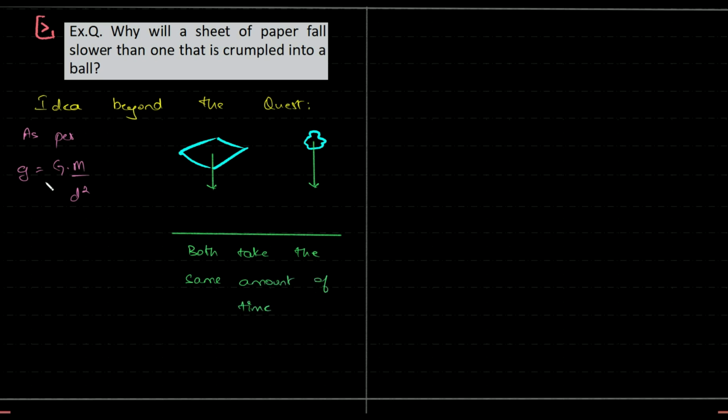Okay, that's what this formula tells. But that's not happening over here. In our day to day, that's not happening. Why is that not happening is the question. So to answer this, first thing is, let's draw the free body diagram of two cases. First one being open paper and second one being the crumpled one.